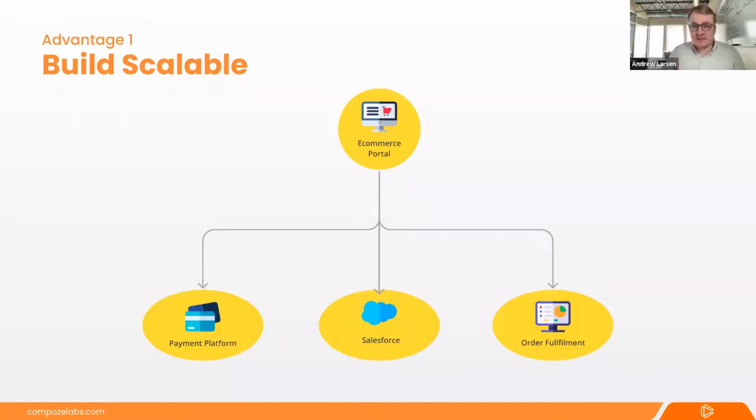So in this example, this is a point-to-point. So this is the e-commerce portal that's calling each of the different systems, the payment platform, then the CRM, then the order fulfillment, and doing that integration point to point.